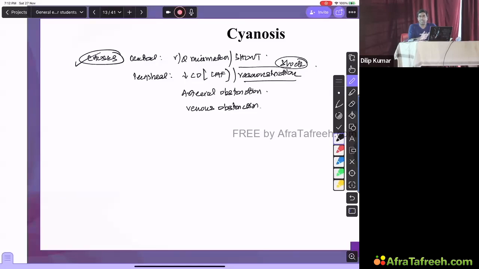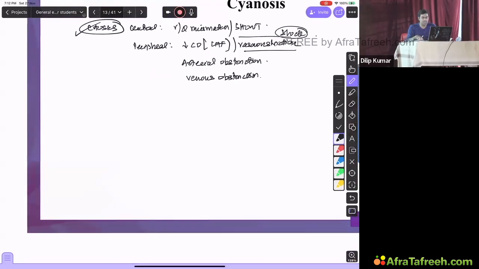What is the example of venous obstruction? SVC syndrome. In SVC syndrome, you see cyanosis of the face and the neck, edema and cyanosis of the face and neck. Very common, isn't it? Because the blood is not draining. More venous blood, congestion, you get cyanosis. That is because of sluggish blood flow, right? It's not because of hypoxemia. So it's a kind of peripheral cyanosis only.